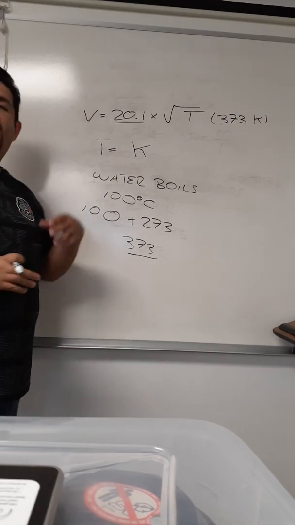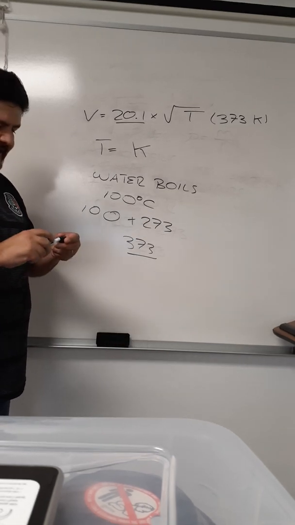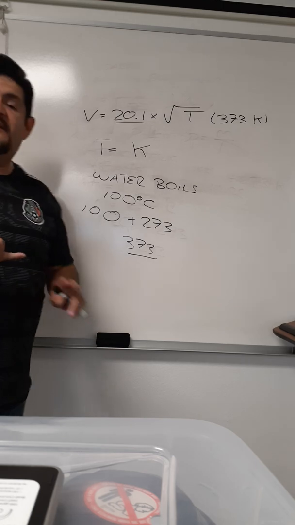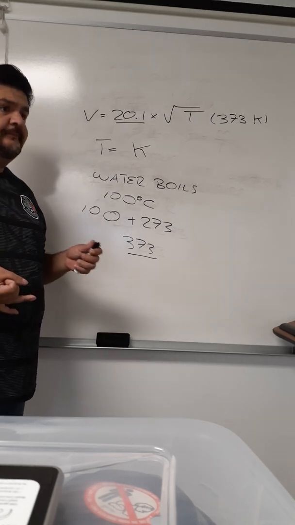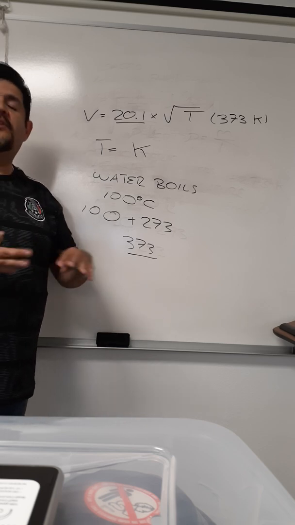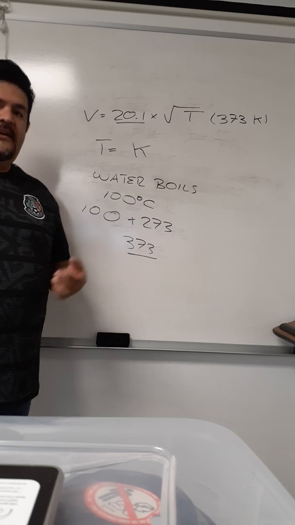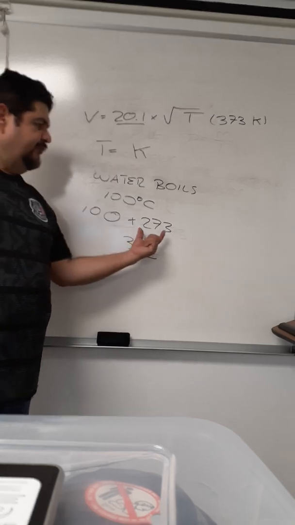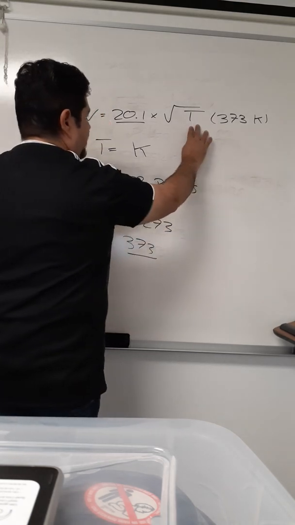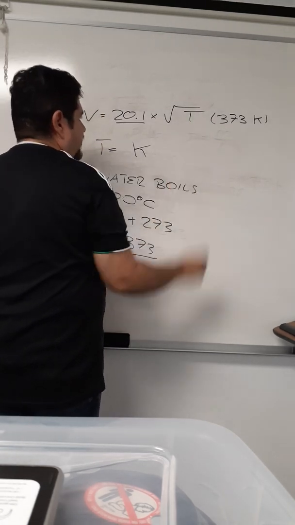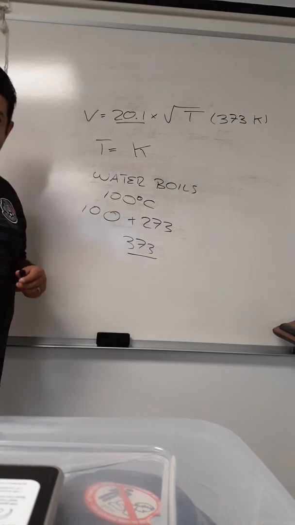So again, just be careful with this formula. If I don't specify a specific temperature in Celsius, and I say room temperature, well, that's 20 degrees. Water's freezing, that's 0 degrees. Water's boiling, that's 100. Other than that, you're going to find specific temperatures to add to 273. You add it, that number goes, you plug it over here, you do the square root times 20.1, and that's going to be your answer for velocity.